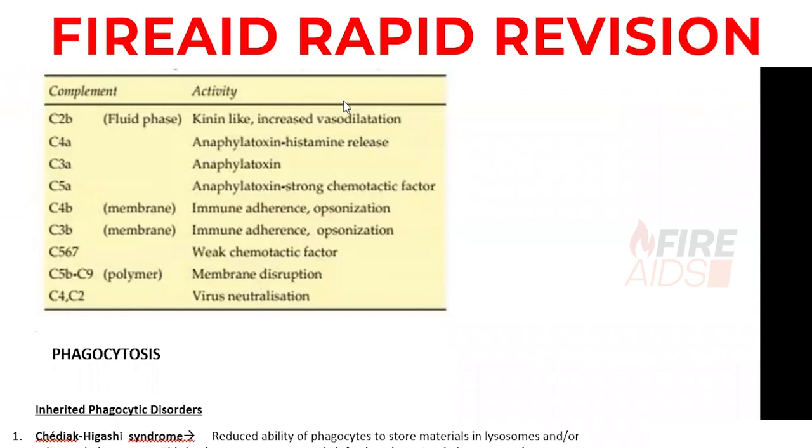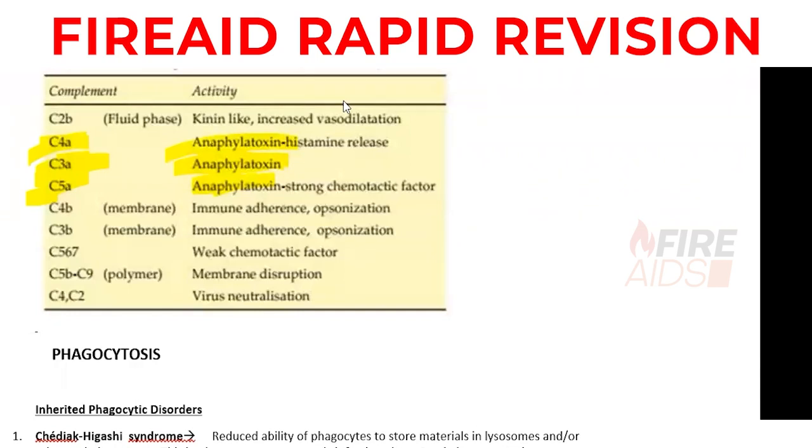Only 3 points I'd like to say from this. One is anaphylatoxin, that is C3a, C4a, C5a. So when you find an 'a' in any complement, you need to remember it is anaphylatoxin. So C3a, C4a, C5a, these are anaphylatoxins.